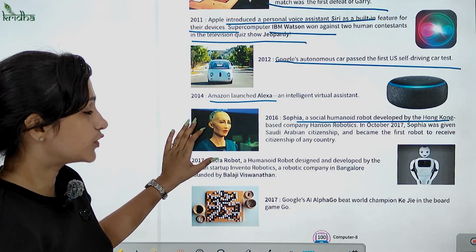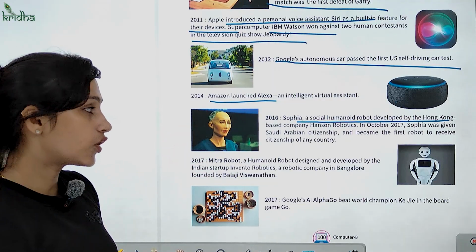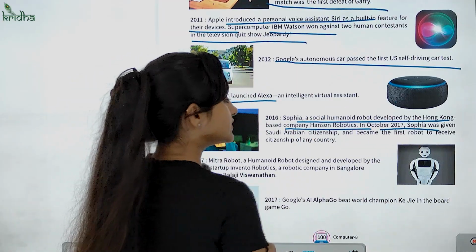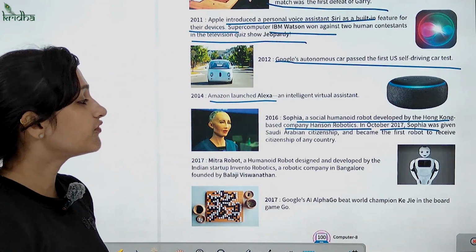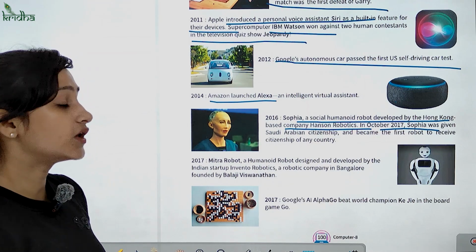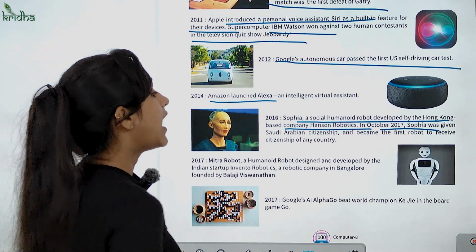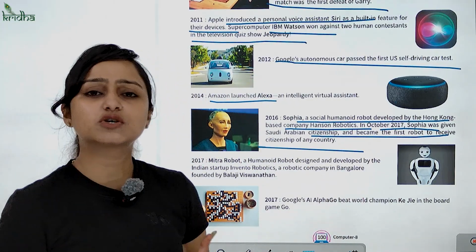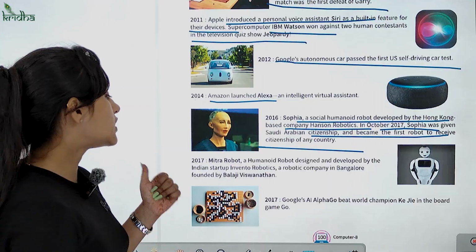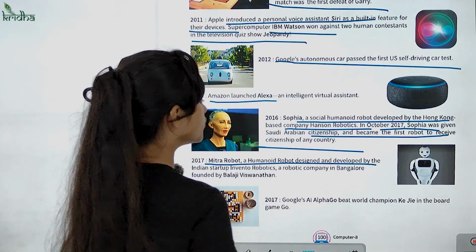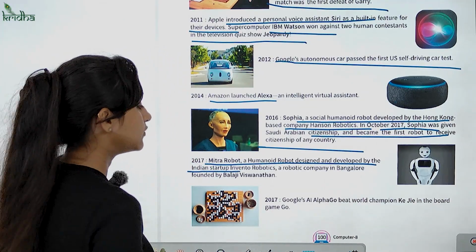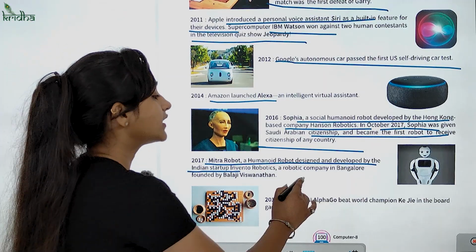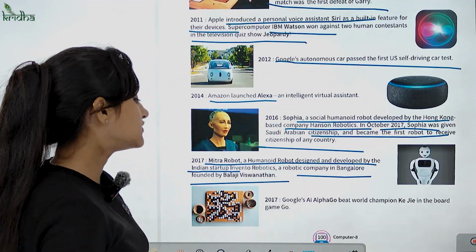Sophia was developed by the Hong Kong-based company Hanson Robotics. In October 2017, Sophia was given Saudi Arabian citizenship and became the first robot to receive the citizenship of any country. In 2017, Mitra, a humanoid robot, was designed and developed by the Indian startup Invento Robotics, a robotics company in Bangalore, founded by Balaji Viswanathan.